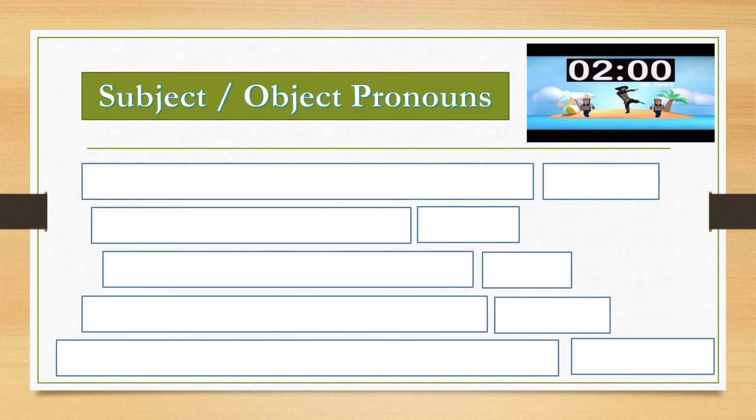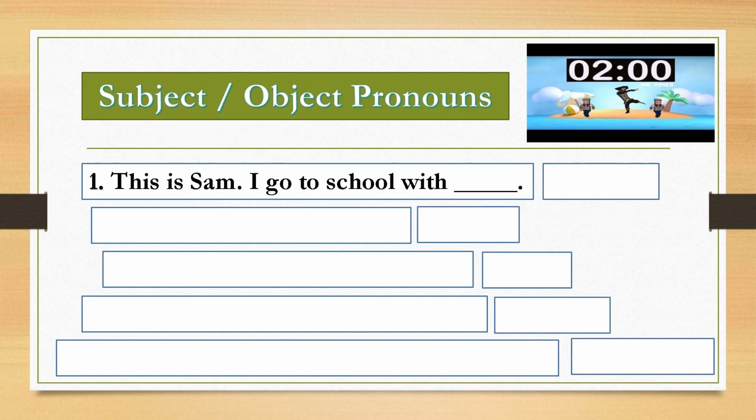Now let's practice. I have here 5 sentences. I will read to you. This is Sam. I go to school with blank. Number 2. Blank are going into town. Number 3. Why are you looking at blank? Number 4. Blank goes to bed at 9 o'clock.